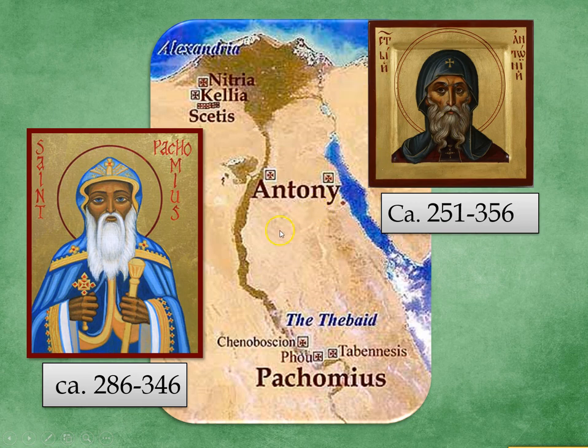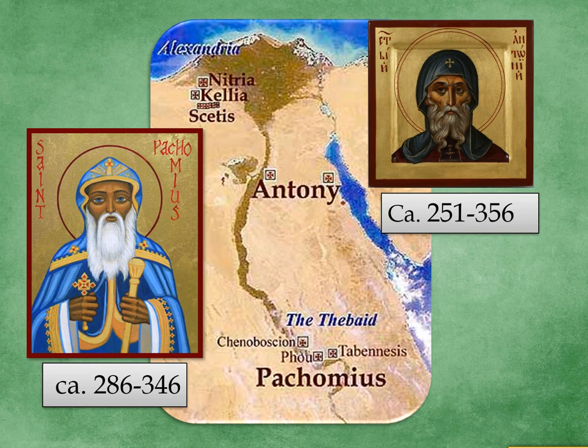And along the upper part of the Nile, a figure named Antony, known as Antony the Great, will be credited with being the first Christian monk. He wasn't at all the first Christian monk, but he's probably the most famous early Christian monk. Additionally, in the southern part of the Nile, we will have St. Pachomius, who will establish along an area known as the Thebaid a series of monastic houses that will really set the standard for cenobitic monasticism.